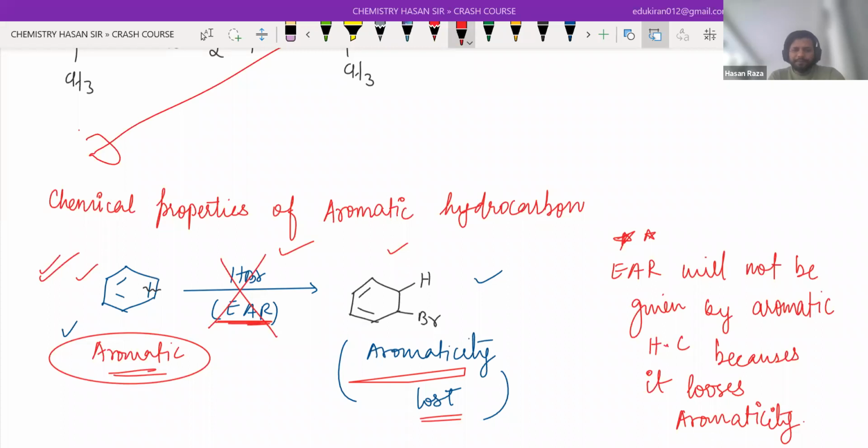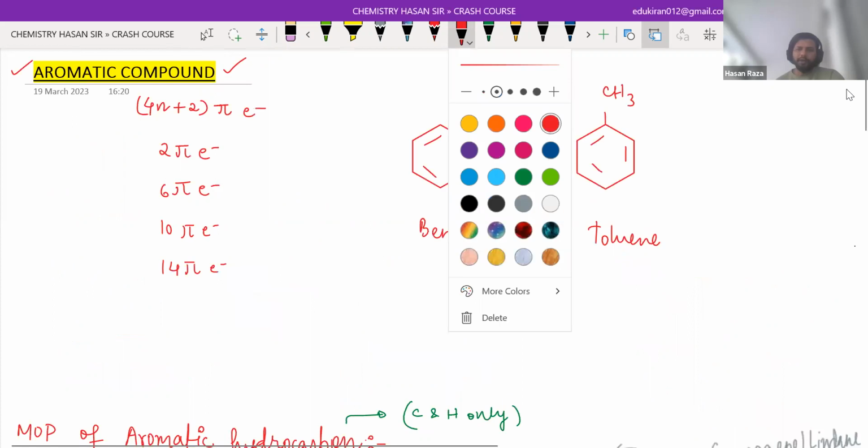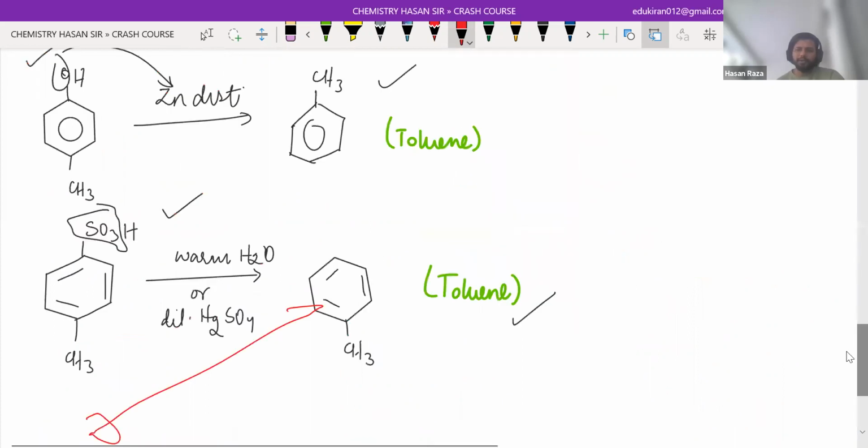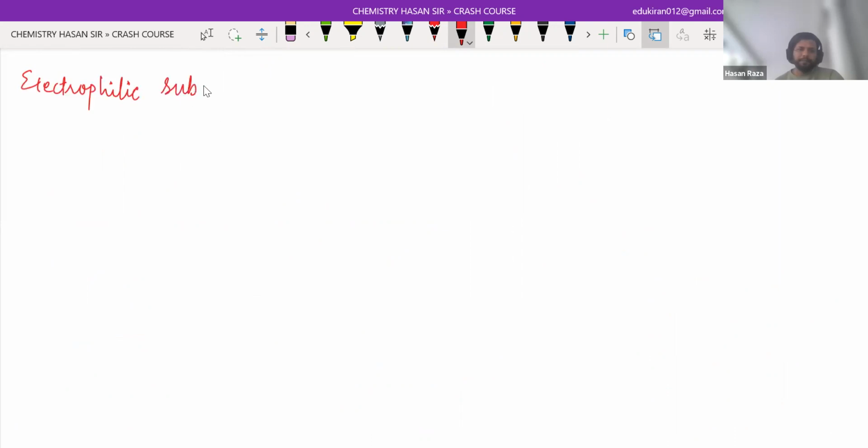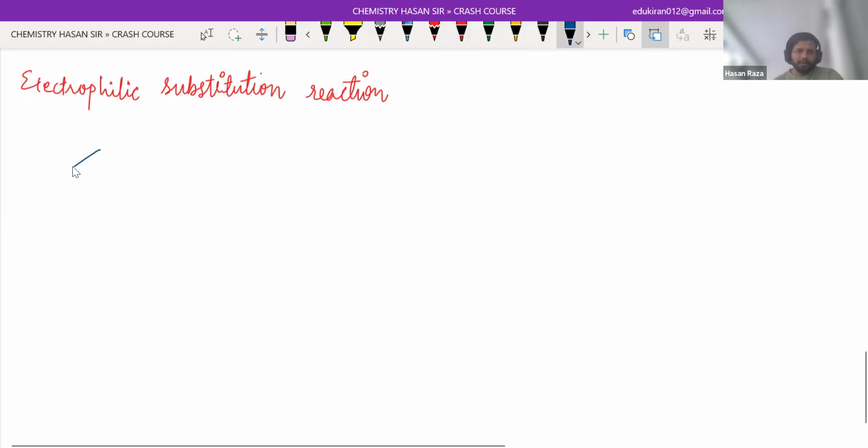Can I change the slide? Yes, sir. Okay. Now, aromatic hydrocarbon does not give electrophilic addition reaction, but it can easily give electrophilic substitution reaction. Now you can see the reaction here.